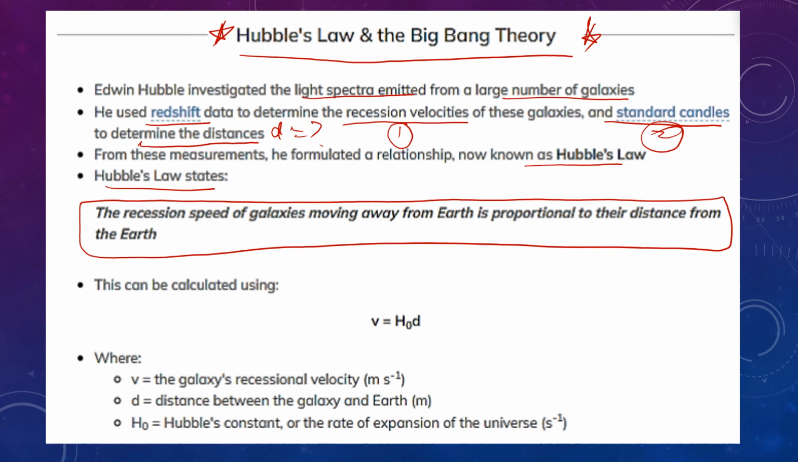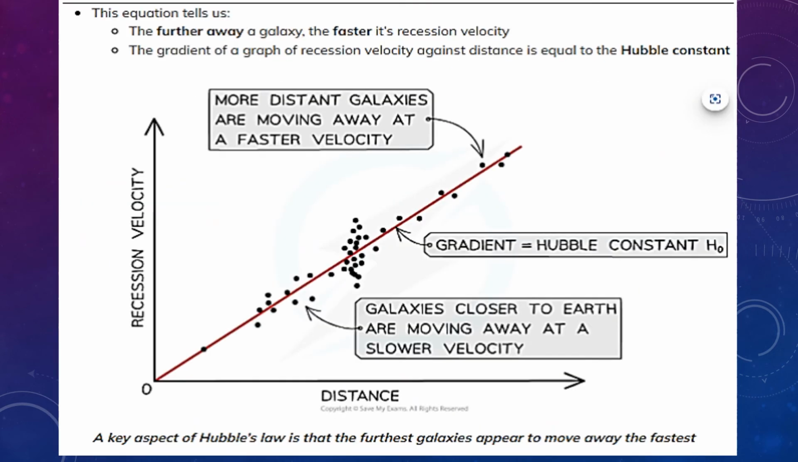So Hubble's law states that the recession speed of the galaxies moving away from the Earth is proportional to their distance from the Earth. So the recession speed is proportional to distance. So if the galaxy is far away from the Earth, its recession velocity will be greater. So this is V equals H naught D, where H naught is the Hubble's constant, and V is the galaxy's recession velocity in meters per second, and D is the distance between the galaxy and the Earth. So this equation tells us the farther away the galaxy, the faster is its recession velocity.